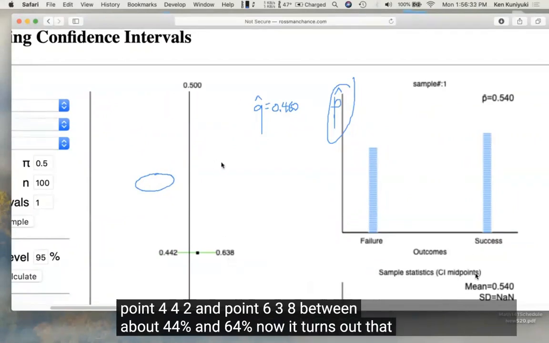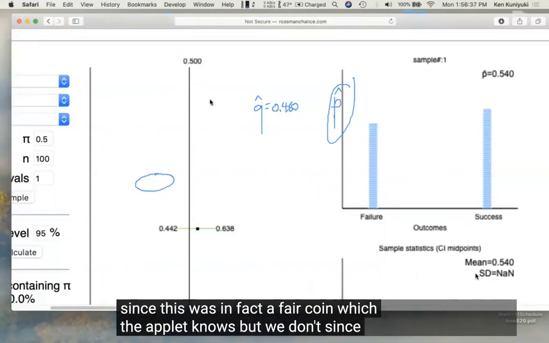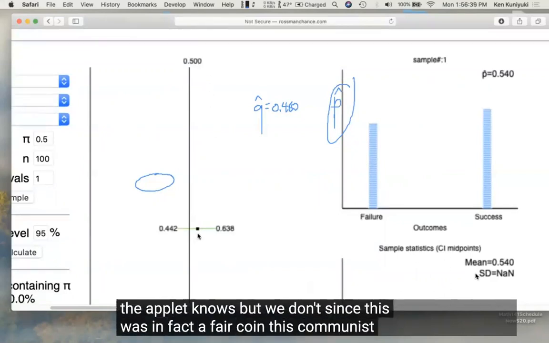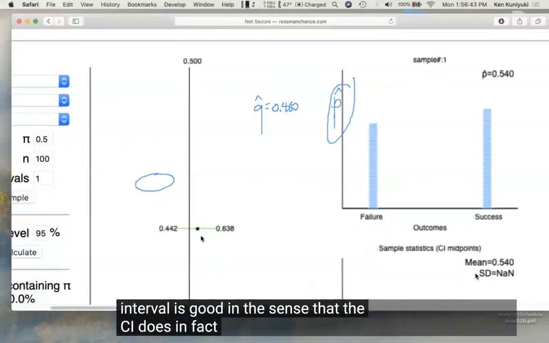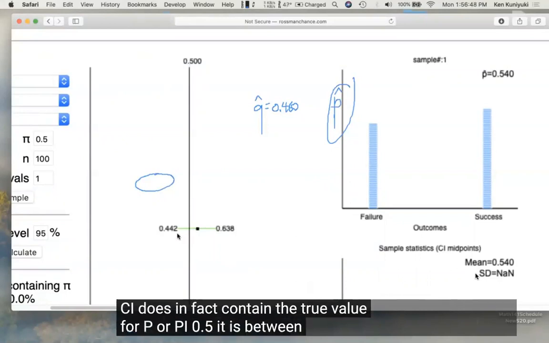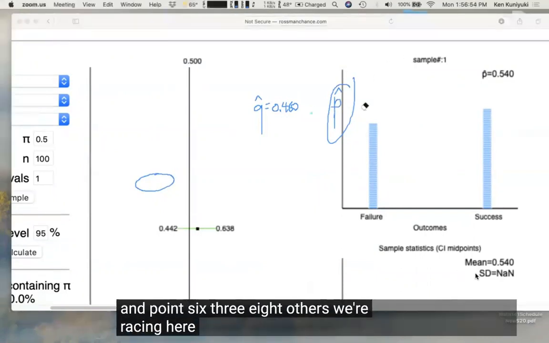Now, it turns out that since this was, in fact, a fair coin, which the applet knows but we don't, this confidence interval is good in the sense that the CI does, in fact, contain the true value for p or pi, the 0.5. It is between 0.442 and 0.638. I'll do some erasing here.